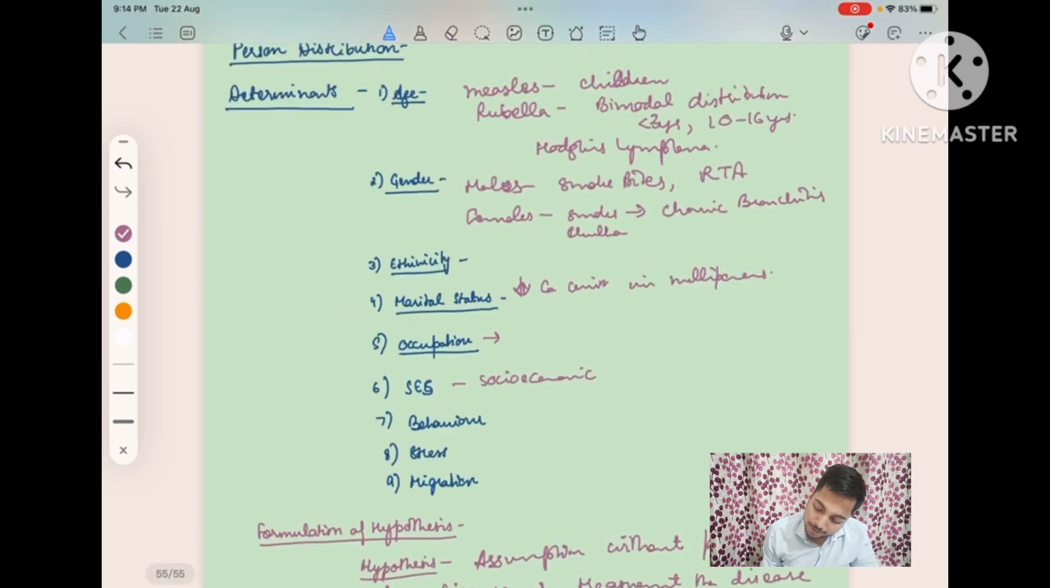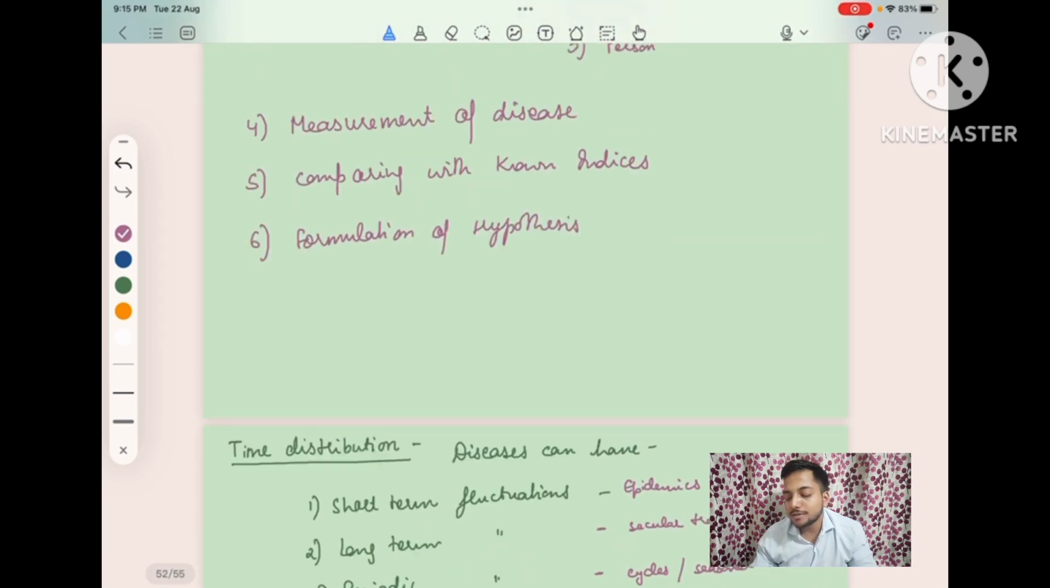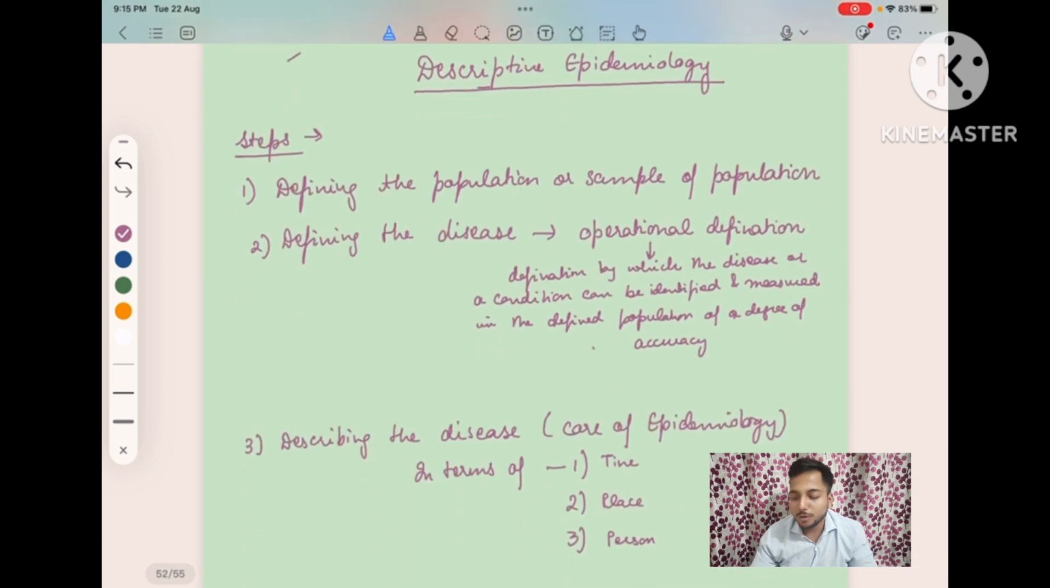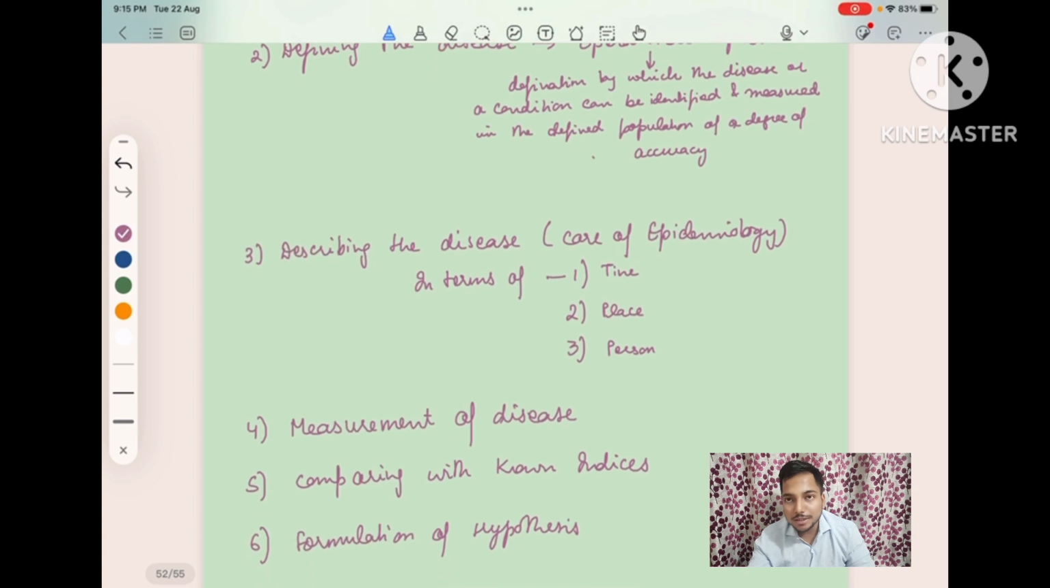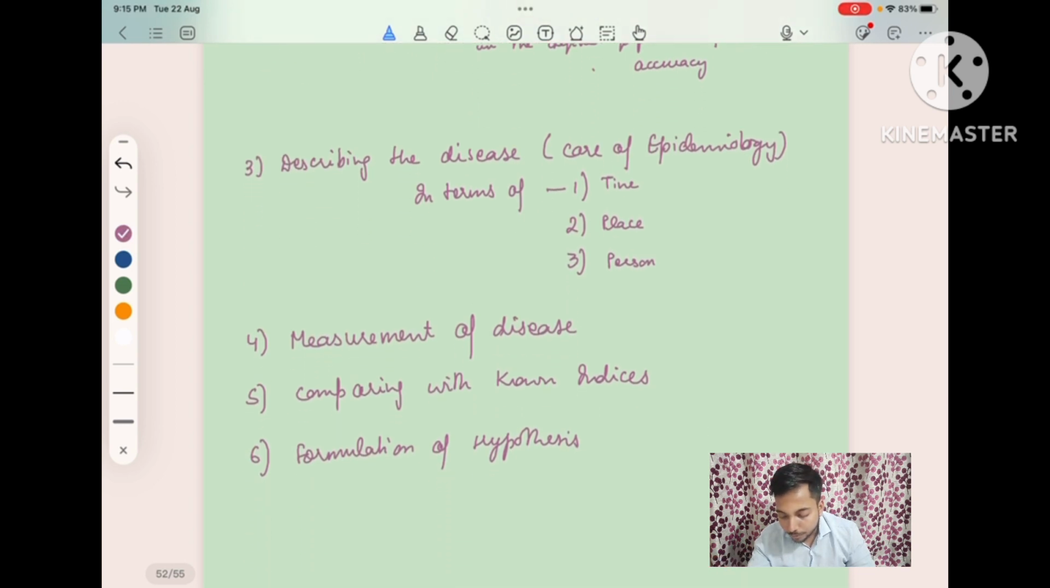So this ends this very important topic, that is the steps of descriptive epidemiology. Usually it can be asked as a long question. Here we have 6 steps usually. First we define the population, then we describe the population, then we describe the disease, then we measure the disease, and then compare with known indices, and then formulate a hypothesis. You can get it as a long question also, or as an answer in brief type of questions. And this is a very important topic.